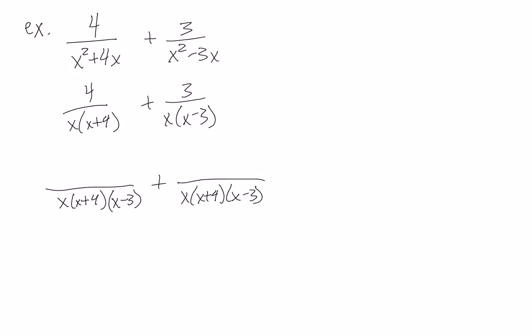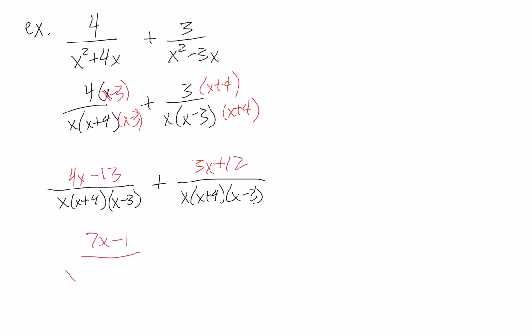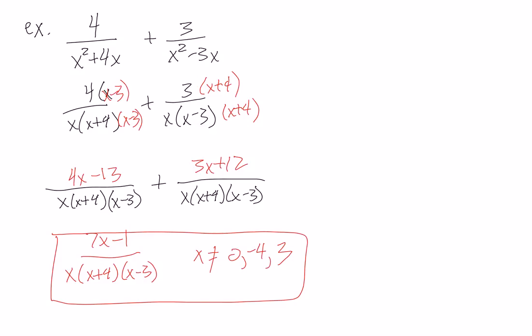So for each of our fractions, we just have to multiply. The top one, we've got the x and x plus 4, so we need to multiply by x minus 3. That'd be 4 times x, and 4 times minus 3. And then our second one, we just need the x plus 4. When we multiply those, we'd have 3x plus 12. So our final answer then is 7x minus 1 over our common denominator. And our non-permissible values are 0, minus 4, and 3. And that's it.